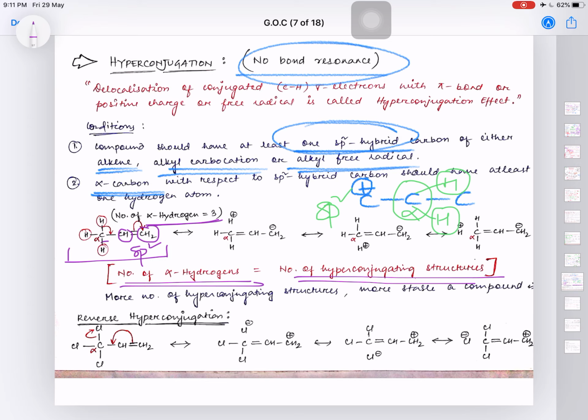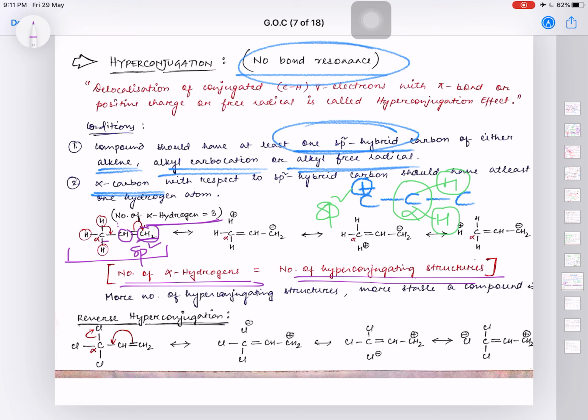These are the applications of these different types of effects, to find out stability, acidity, basicity, and so on. So you see the first one, what will happen: this pi electron will be transferred to the other carbon, the terminal carbon, and you will have a plus charge on the central carbon.